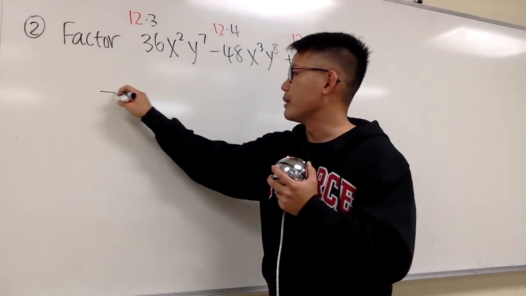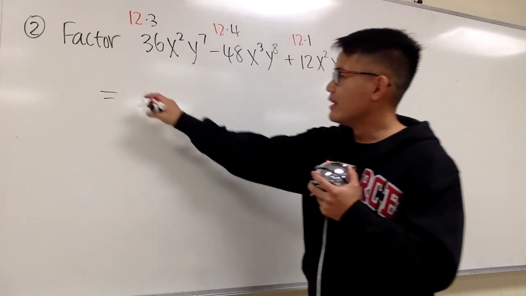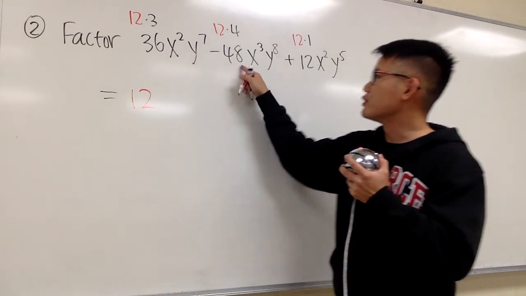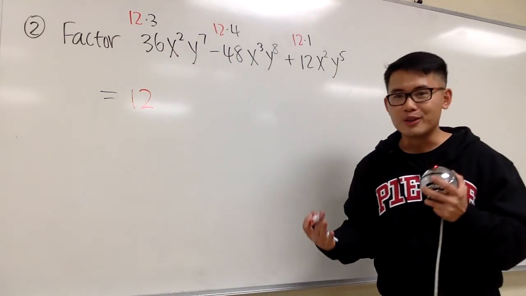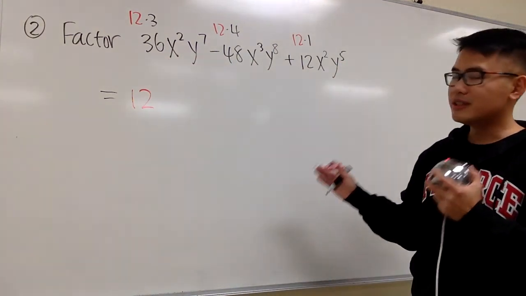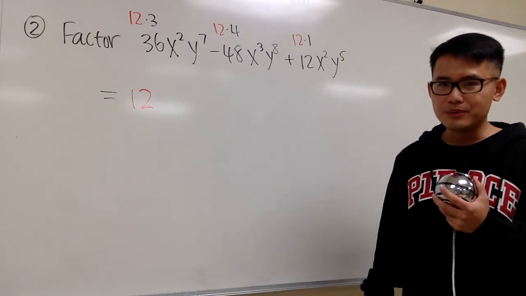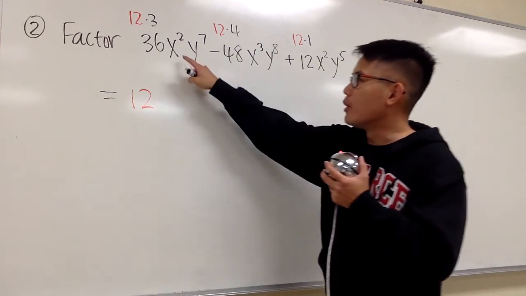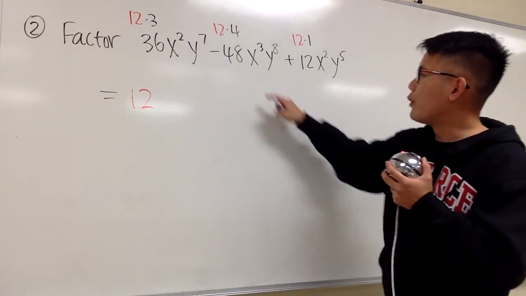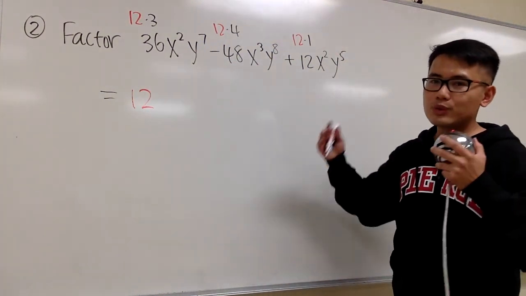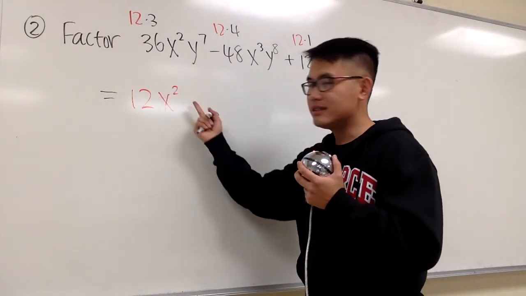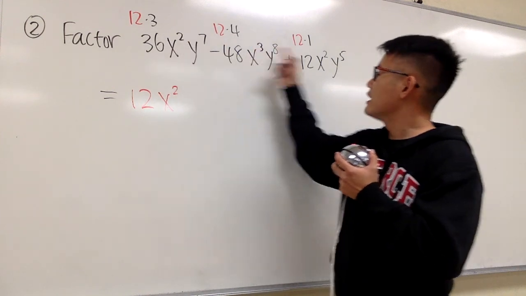And now, we can put this down. Put down 12 in front. And in fact, in my opinion, the numbers right here are the ones that are harder to do. For the variables, it's easier because all we have to do is to pick up the smallest exponent. So for example, x squared, x to the third power, x squared. Of course, we picked up x squared, right? So that's it, the smallest exponent.